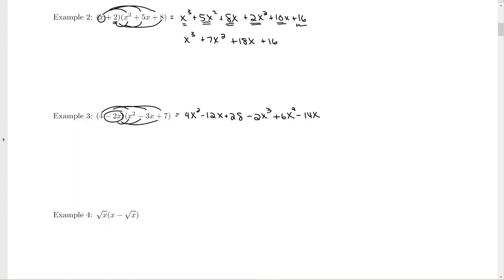Then once again, combine like terms, and I'm going to write it in descending powers of x just so I can keep track of it a little bit better. Negative 2x cubed. I have a positive 4 and a positive 6, so that's positive 10x squared, minus 12 minus 14, and then plus 28.